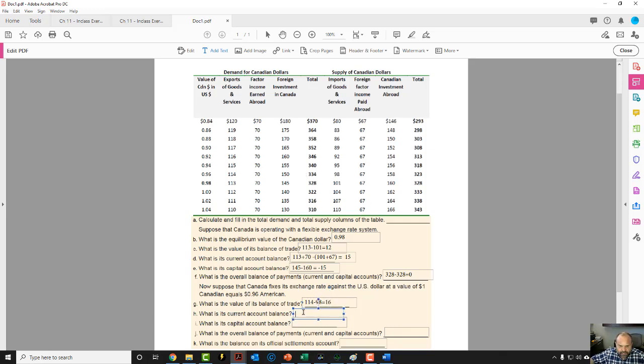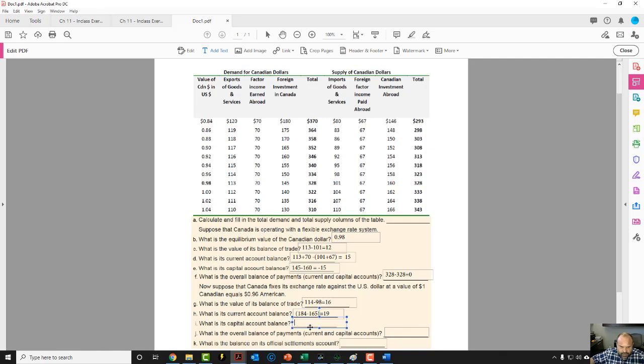What is the current account balance? Well, that would be equal to 184 minus 165. Again, we're adding these here, so this is going to be 184. The sum of these two numbers here is 165. And so the difference is 19.